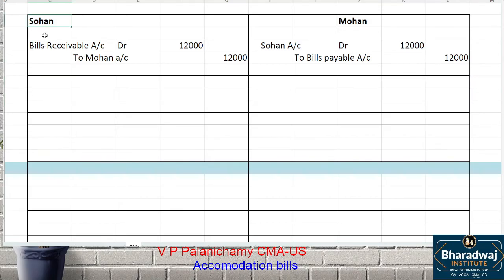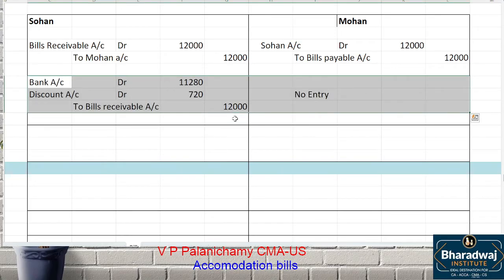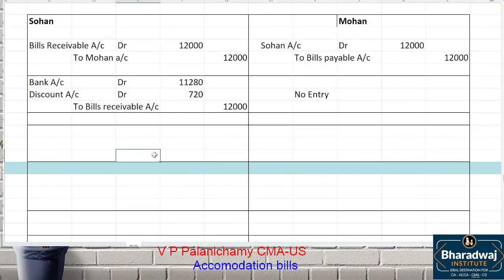So in the books of Sohan, for the first bill: bills receivable account debit to Mohan 12,000. The other party, Sohan account debit to bills payable 12,000. We discounted the bill: bank account debit, discount account debit to bills receivable. The other party will not pass any entry.